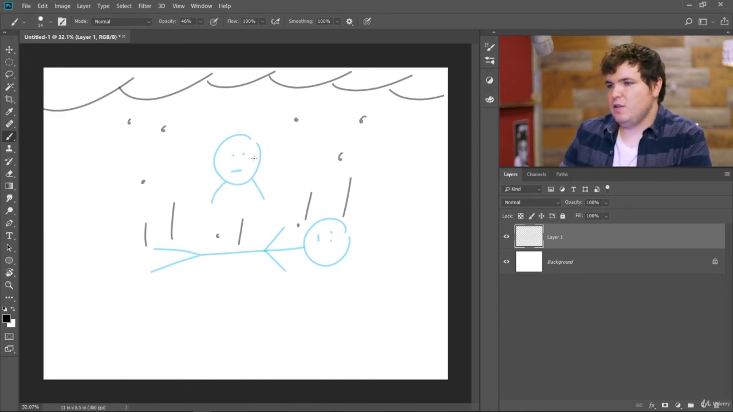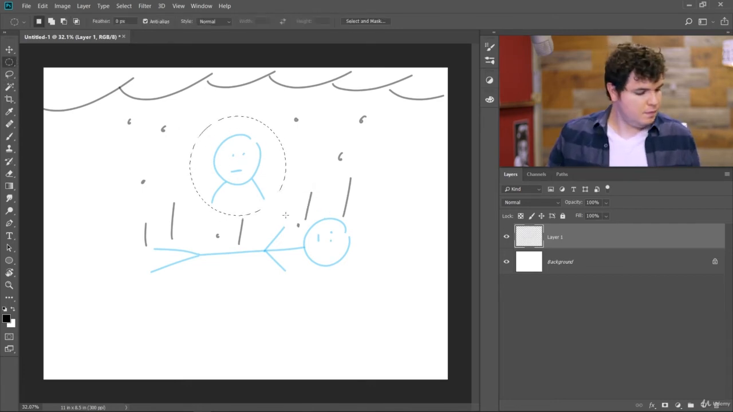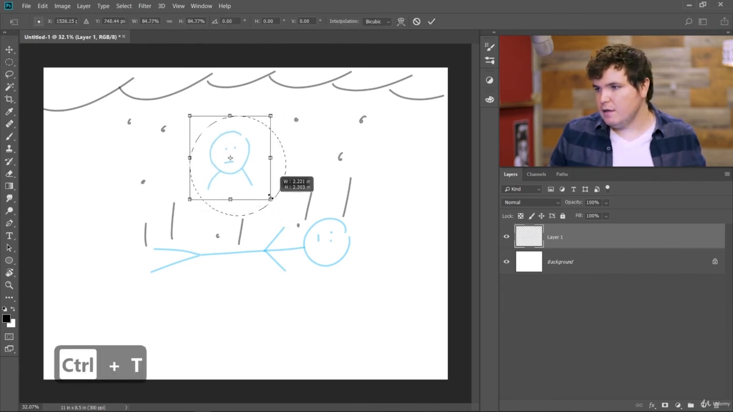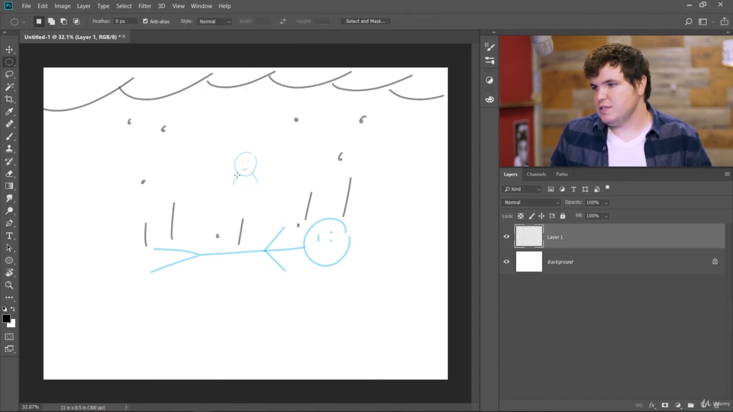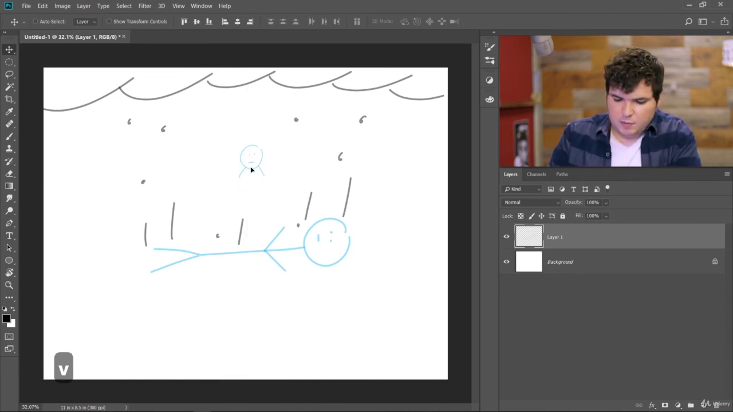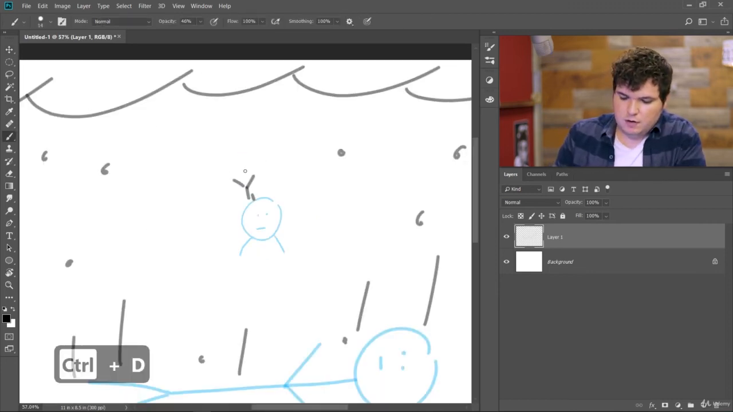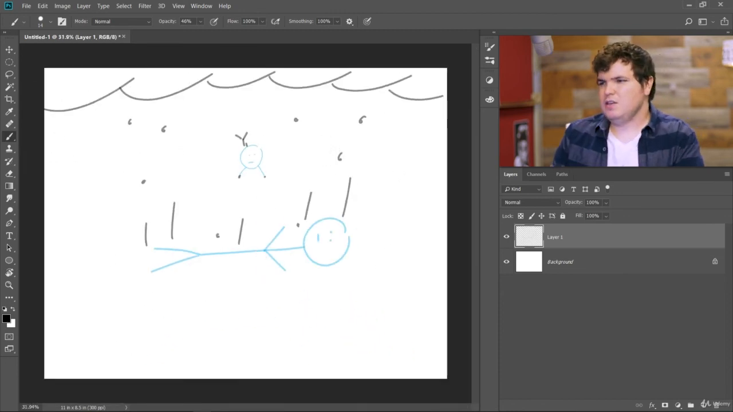So this figure will actually probably be further back. So I'll scale this down a little bit. Further back, coming towards him from a distance. Then he'll be swimming through the water to get to this guy. So that's kind of the rough idea that we're going for.